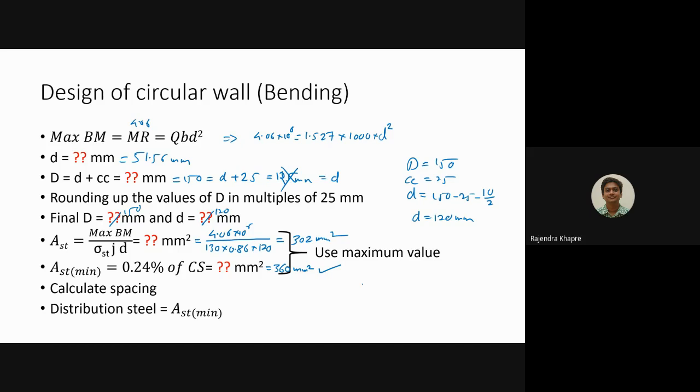And if you take, let us say, 8 mm dia bars, how much will be the spacing? 139.62. So this is 139. So we take it as 125 center to center.